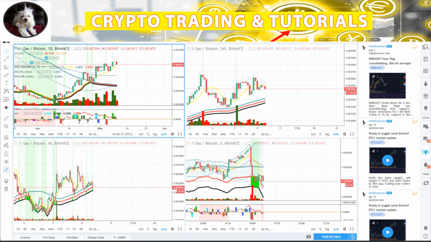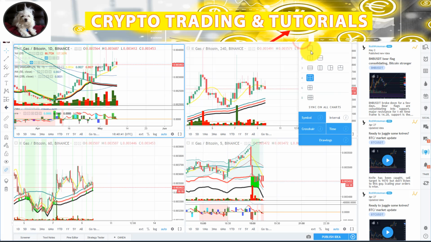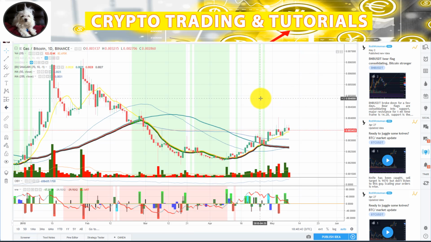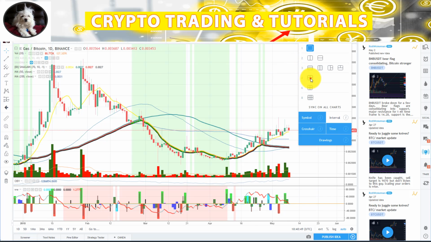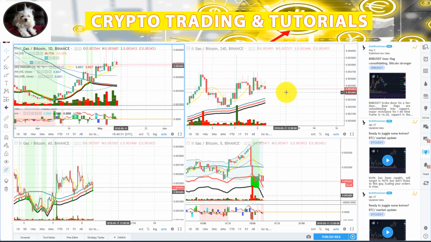Okay, so what are we looking at here? Well, we're looking at GAS BTC, and this is using TradingView, and you can easily set this up by going over here to the top right, and then you can click on just this here, and then you're seeing just one chart set up, okay? And we're looking at the daily. Or I can go here and I can split it in four, right? And to me, this is the best way to set this up.